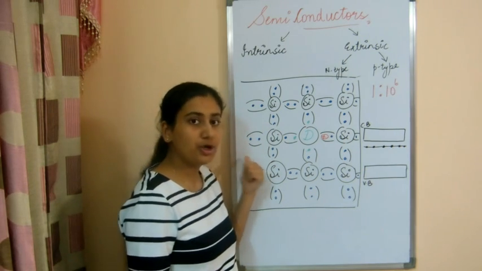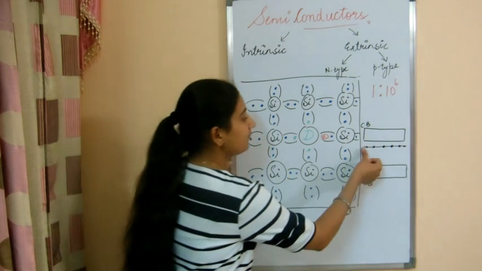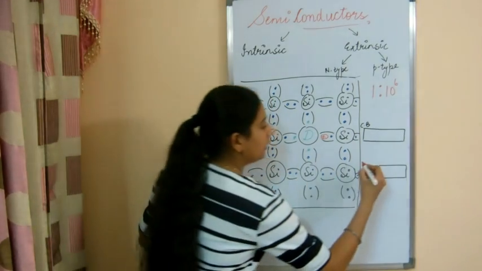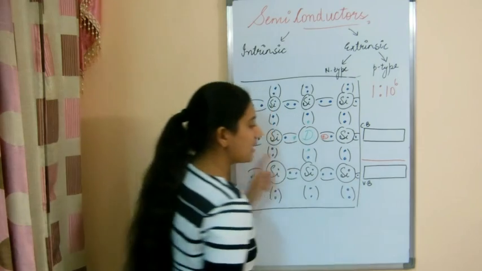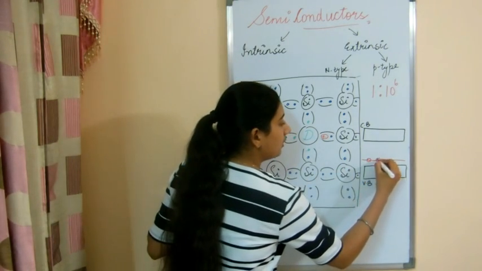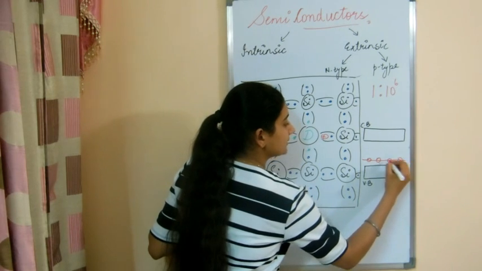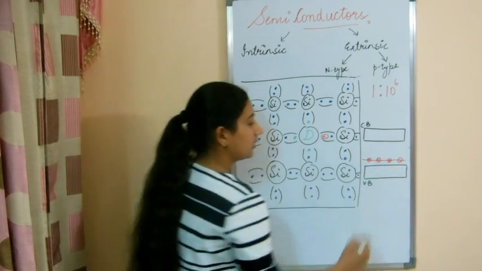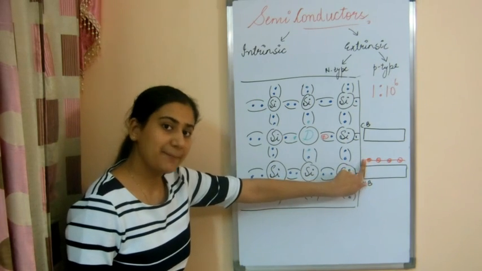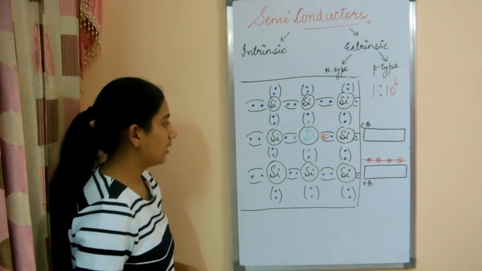Now, if we watch the conduction band and valence band of P-type semiconductors, that is the semiconductor formed by adding impurity of 3 valence electrons, we will see that an energy level is formed just above the valence band. This is the level of holes, and this level is called the acceptor energy level.